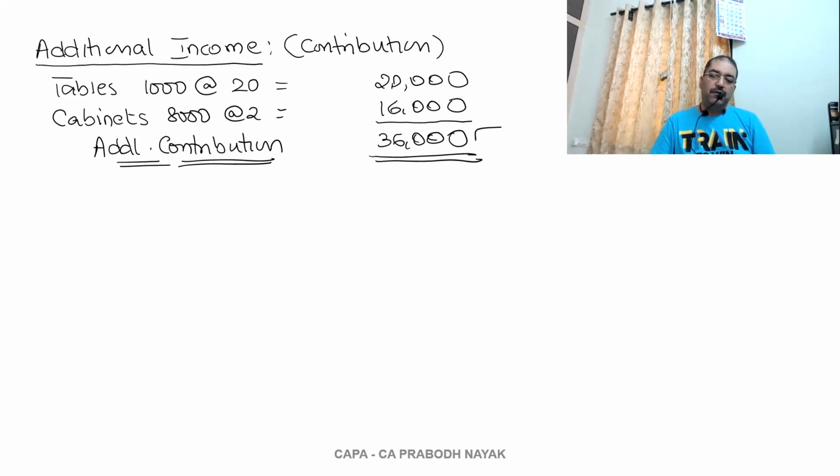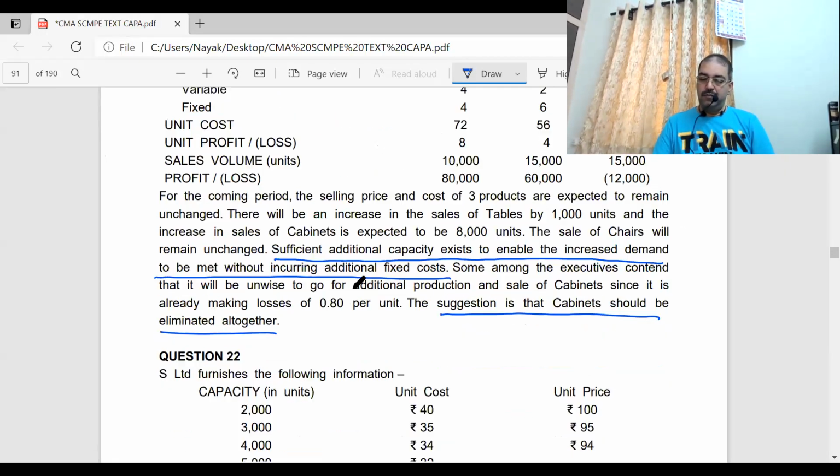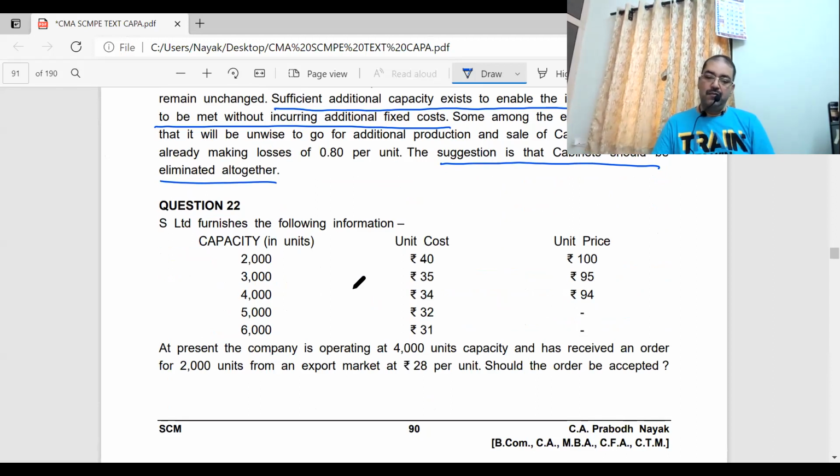Okay, so that completes your question 21. Question number 22. Very small problem, but I want you to solve it first on your own. See if you can do it. If not, then I will show you how to do it.